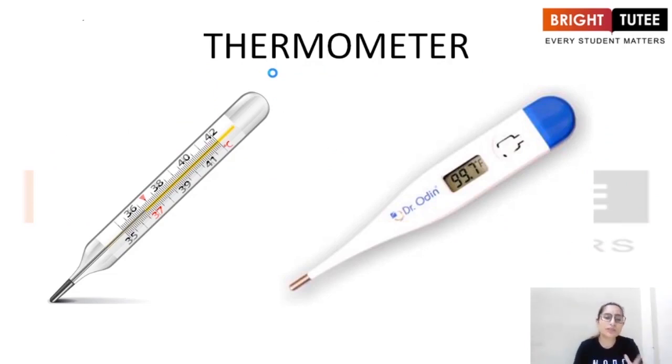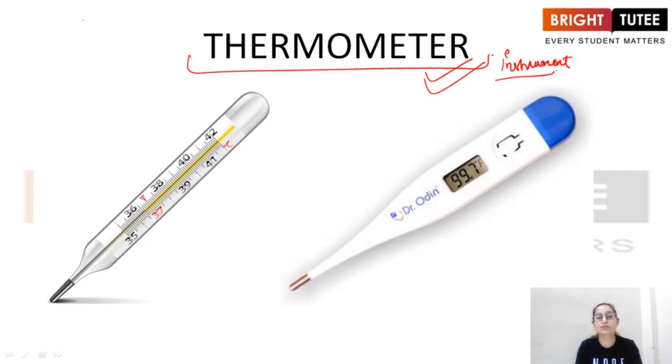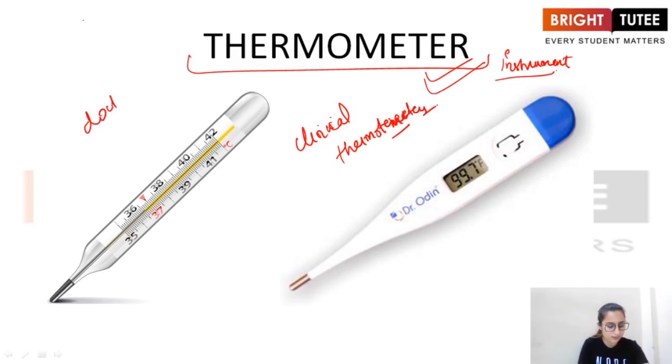Now how do we measure the temperature? To measure the temperature, we use an instrument called thermometer. Thermometer is the instrument used to measure temperature. Now in front of you we have clinical thermometers. We'll be discussing about these in detail in the second lecture. Basically you have to understand that these are clinical thermometers. These are used by doctors to measure body temperature, right?